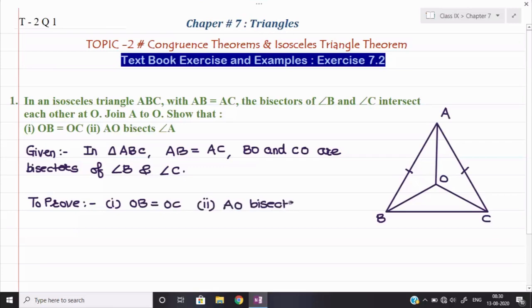AO bisects angle A. That is what we shall clarify here. Okay, that is what it means. See, if AO is bisecting angle A, it means AO is dividing the angle A into two equal parts. So suppose these two parts I am talking about, this is my angle number 3 and this is my angle number 4.